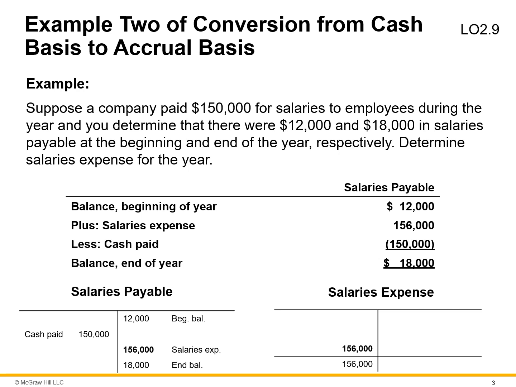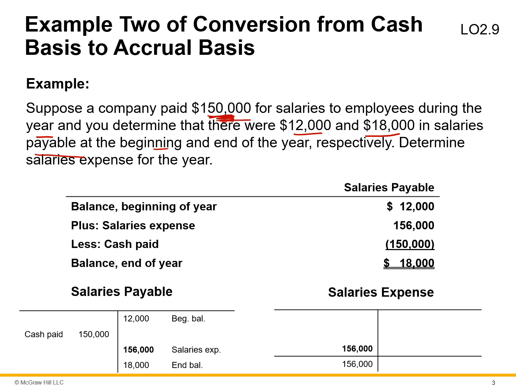So suppose a company paid $150,000 for salaries to employees during the year. So under the cash basis, whatever cash you paid, this would be your salaries expense. So under the cash basis, your salaries expense would be $150,000. But we're doing accrual basis. And you determine that there was $12,000 and $18,000 in salaries payable, the balance sheet account, at the beginning and end of the year, and determine the salaries expense for the year under the accrual basis. Well, what do we know?